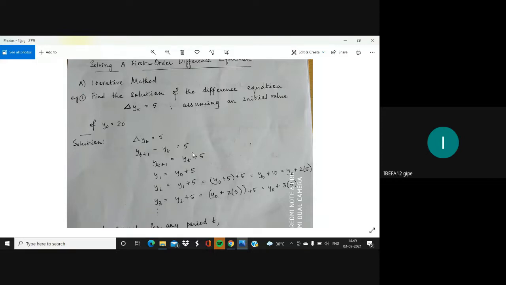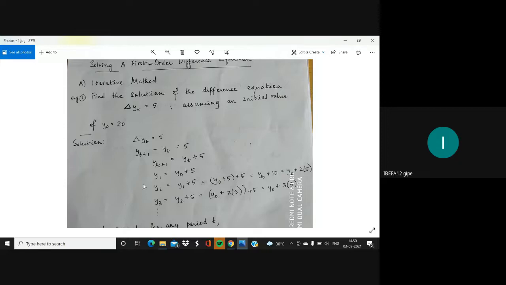So how do we go about it exactly? If at t equals 0, you put t equals 0 here, you'll get y naught plus 5. On this side, you'll get y1 is equal to y naught plus 5. So this is the value of the variable at time t equals 1, or a formula for the variable at time t equals 1. Now for y2, just follow the same method.